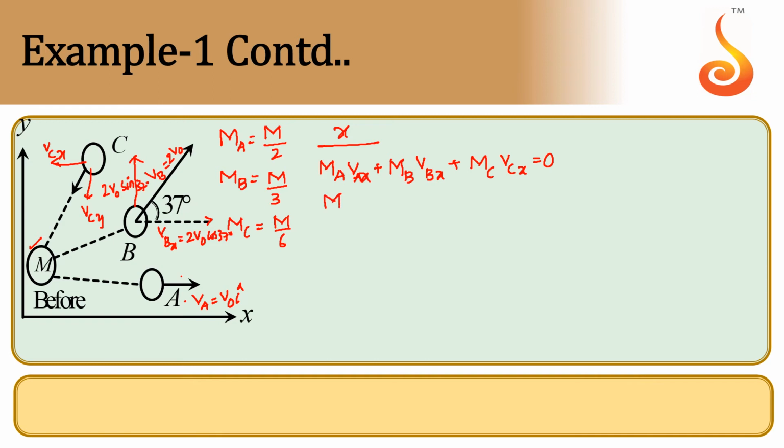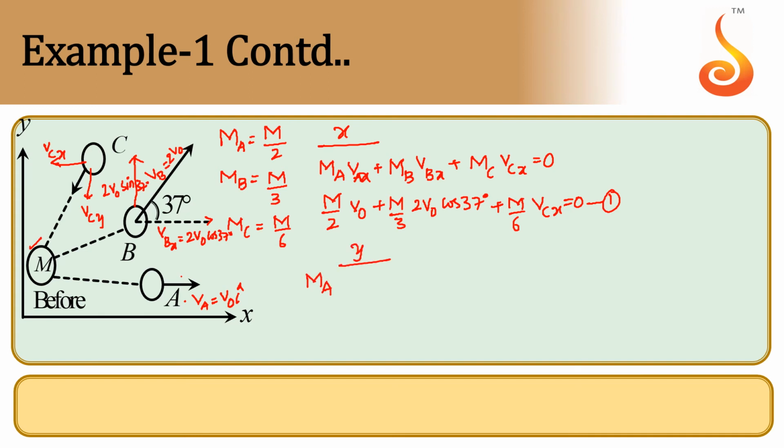So let us substitute values. What we get? m by 2 V0 plus m by 3 into 2V0 cos 37 plus m by 6 into velocity of C along x direction, which we need to calculate. And if we apply the same law of conservation of momentum in y direction, what do we get?